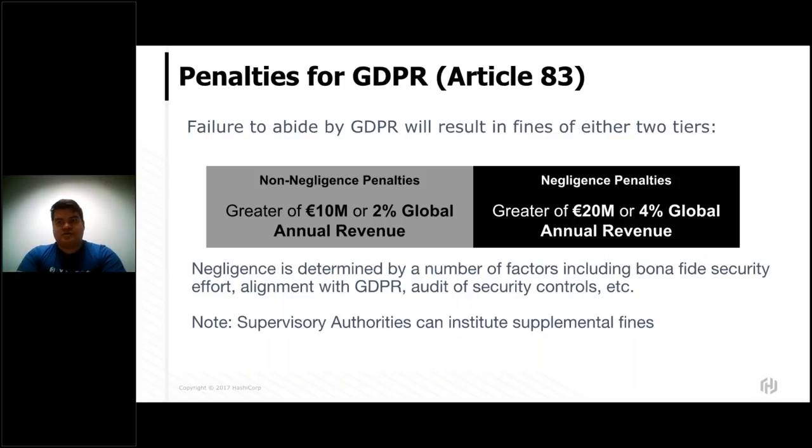All of this is really critical to understand because the penalties for GDPR are very significant. There are two tiers of penalties for GDPR, non-negligence and negligence. Non-negligence is either the greater of 10 million euros or 2% of global annual revenue. And negligence, which is much more likely to be what you are struck with in the event of non-compliance with GDPR, is the greater of either 20 million euros or 4% of annual global revenue.